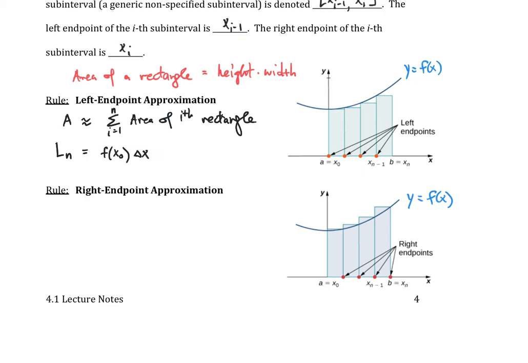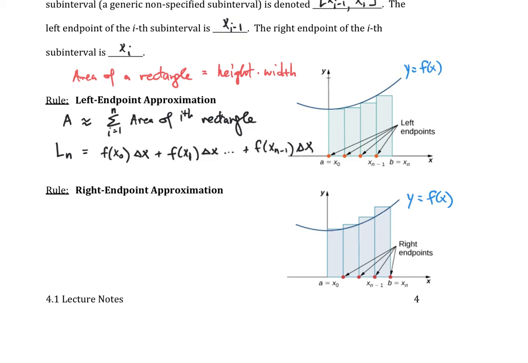And then the height of the second rectangle is going to be f of x1, and the width is going to be times delta x. And we keep adding all those rectangles. The last rectangle, the height is going to be f of x n minus 1 times delta x. Okay, and this left endpoint approximation is the approximation for the area.